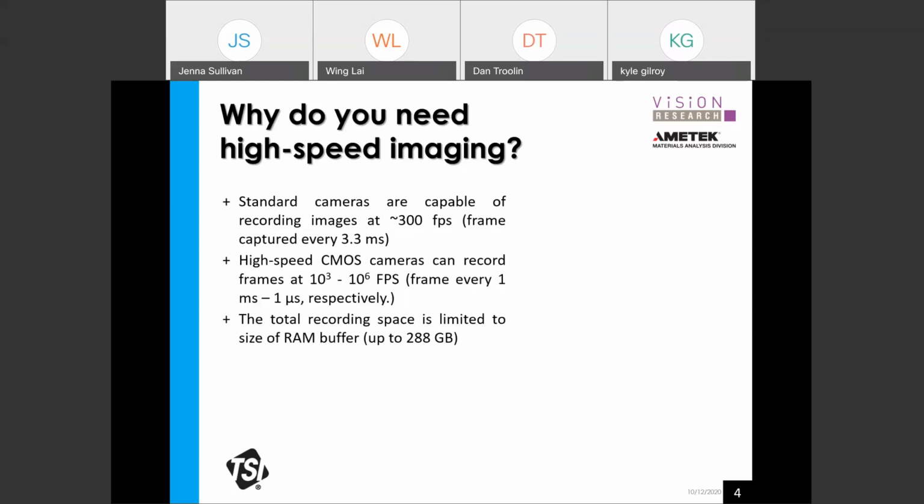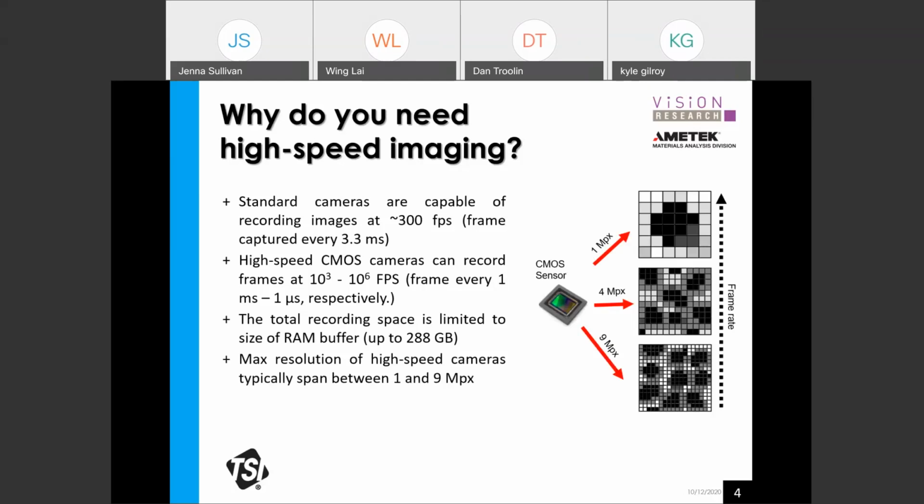All right. And with such high framing rates, for example, if you record at a really high frame rate for, let's say, 1 second, you're going to need quite a bit of space to capture all that data. So these cameras not only come with high frame rates, but also a large memory storage to capture. So it's not uncommon to have cameras on the order of 288 gigabytes worth of storage, RAM storage.